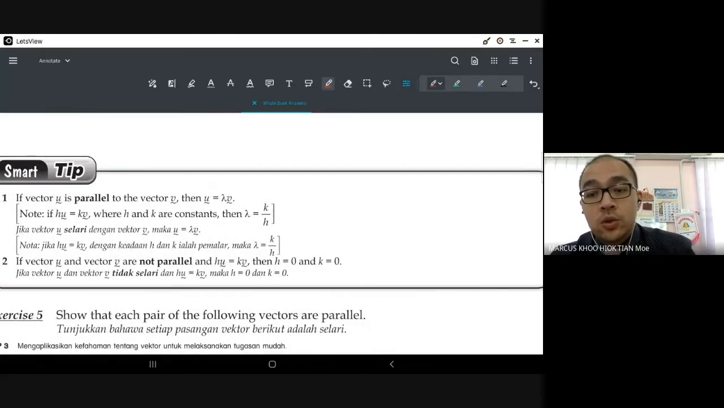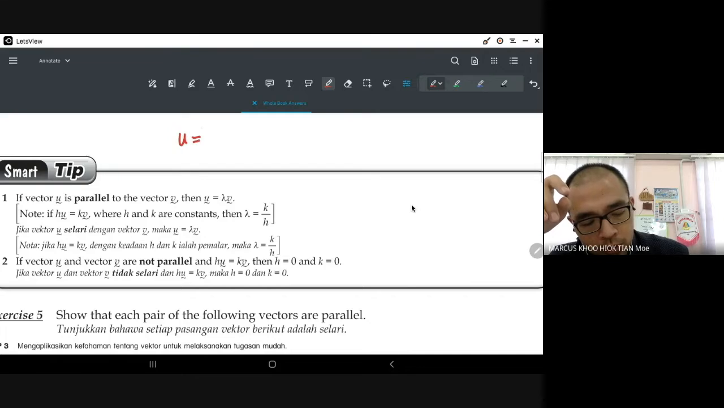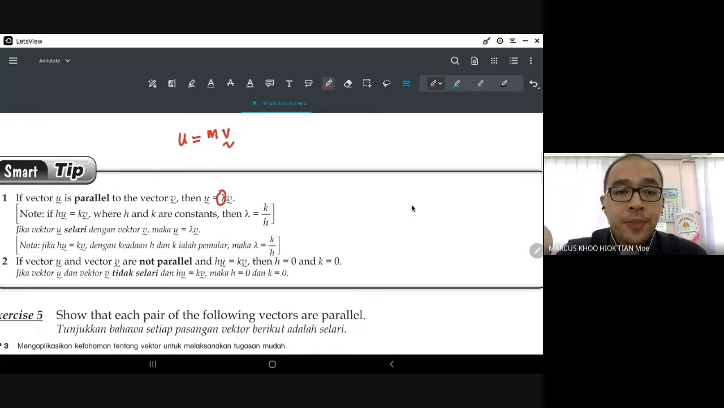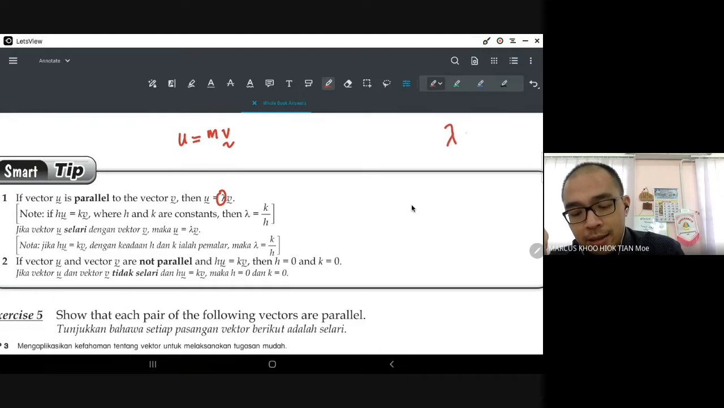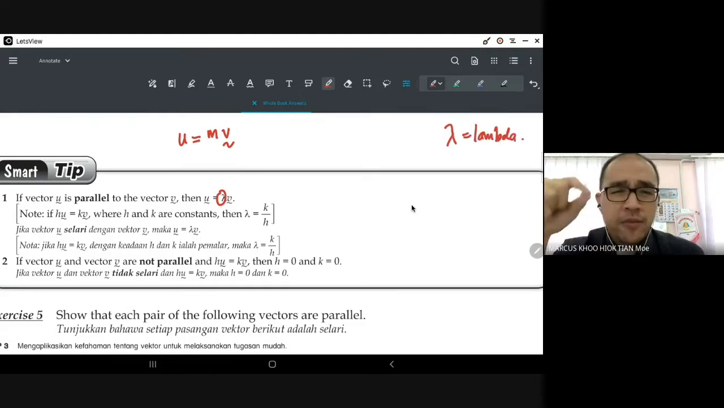You have vector u and you have vector v, and then I say that u equals mv. I'm going to change this letter to the letter m, because the letter over here that you see is lambda, but it's a little bit difficult to write.